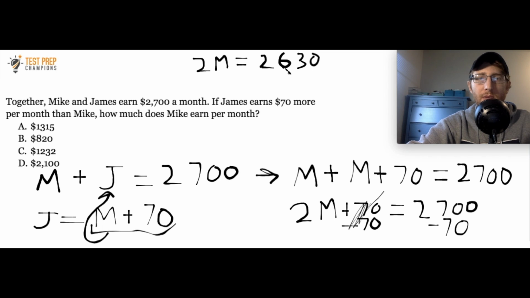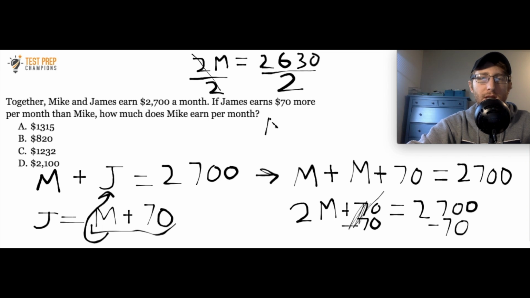So I wrote this up here because I don't have any more room down here. So now to get M, I want to divide by 2 on both sides. And you might be wondering, why do I do that? Well, since I have 2M and I just want to get M by itself, I have to do the opposite of multiplication, which is division. And whatever I do to one side, I also have to do to the other as well.